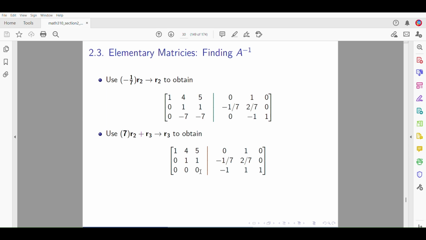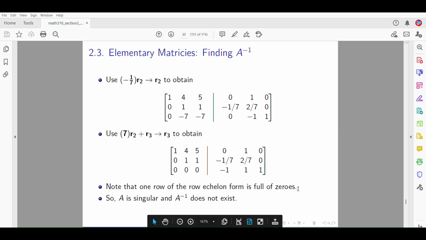I cannot proceed further. I will never get an identity because I cannot divide by 0. I cannot get a 1 here. One row of this row echelon form is full of zeros. So A is singular, that is, I cannot proceed further. Inverse does not exist. No matter how plausible this looks, I have zeros here. I cannot proceed. So inverse does not exist. So to repeat, for inverse to exist, I need ones throughout. I need to actually get the identity matrix in the reduced row echelon form.